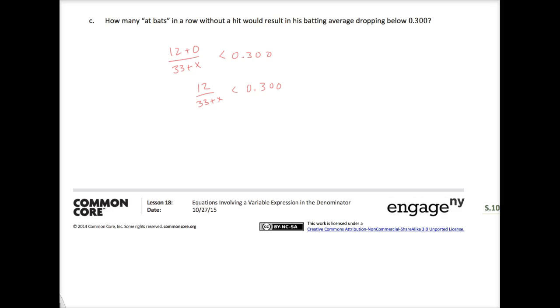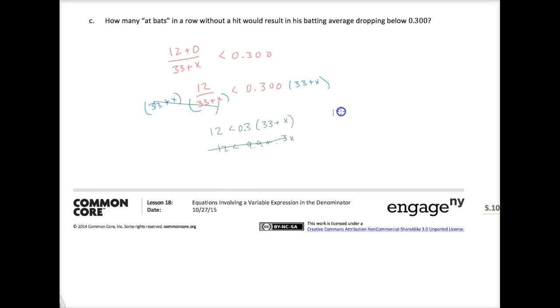All right. Well, I think you know the routine by now. Protect your binomial, 33 plus x and 33 plus x. Find your 1. There it is. There's my 1. And we get 12 is going to be less than 0.3 times 33 plus x. All right, 12 is less than 9.9 plus 0.3x.